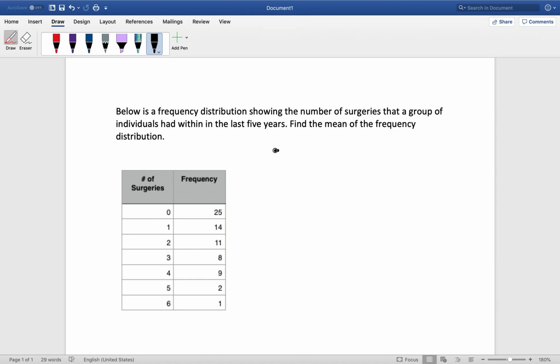So the formula for that is the sum of x times the frequency, divided by the sum of the frequency. The number of surgeries, these are our data points, so those are our x, and f is our frequency. So instead of adding up 0 25 times, adding up 1 14 times, what we're going to do is multiply them to get our x times f.